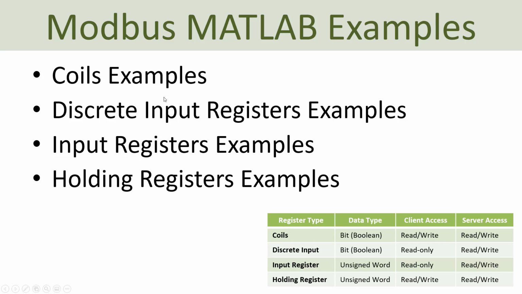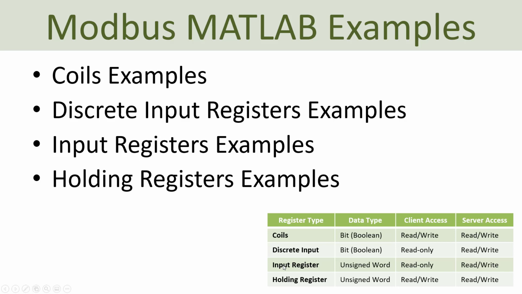So we have 4 different Modbus registers: the coils, which I have used so far, we have the discrete input register, we have the input registers, and the holding registers. So the coils and the discrete input can hold discrete values, Boolean values, either 1 or 0, true or false. And for the coils, for the client you can both read and write values, while for the discrete input you can only read values from the client.